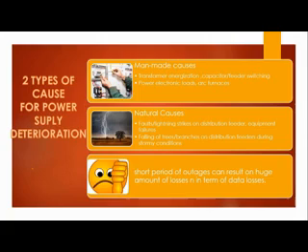There are three issues that are related to the contents of the literature. First one is power supply deterioration. There are two types of causes of this problem, that is man-made causes and natural causes.